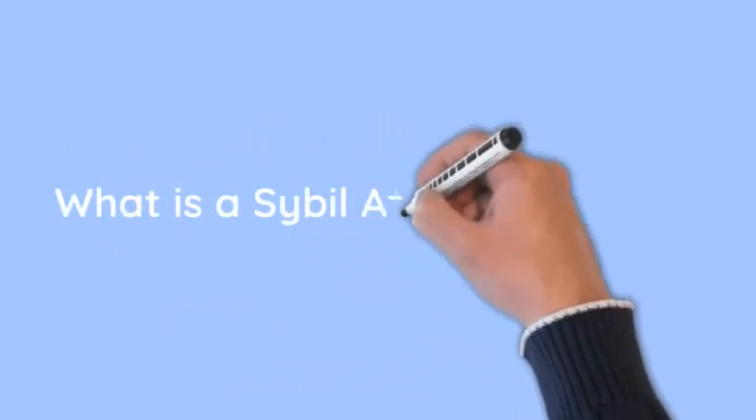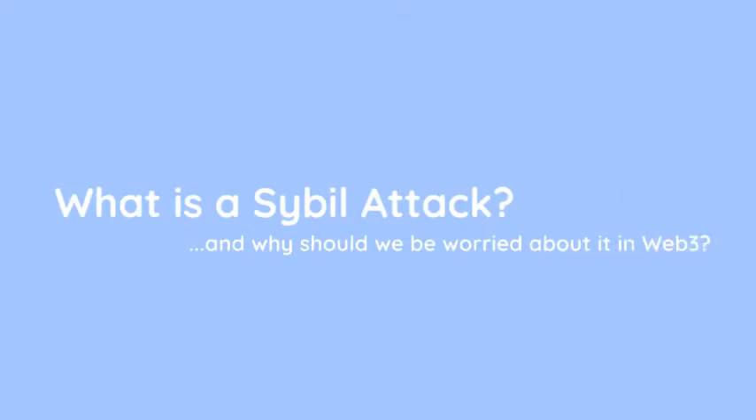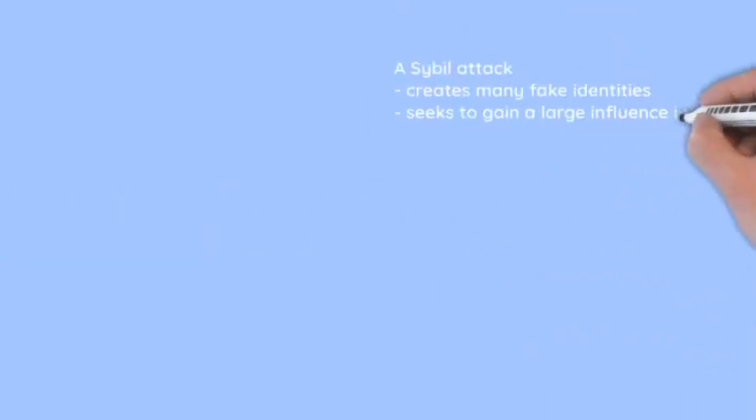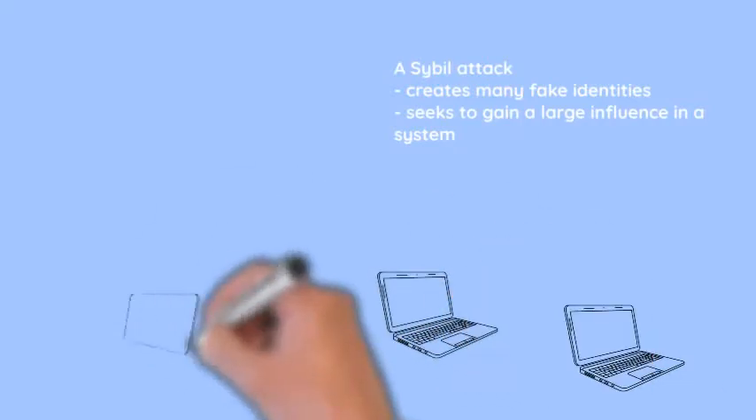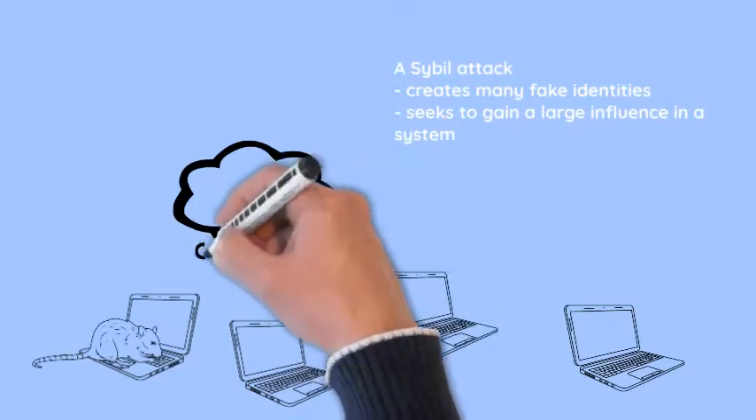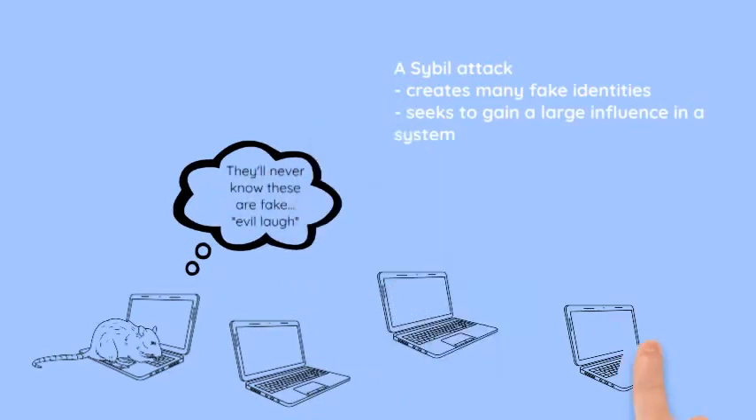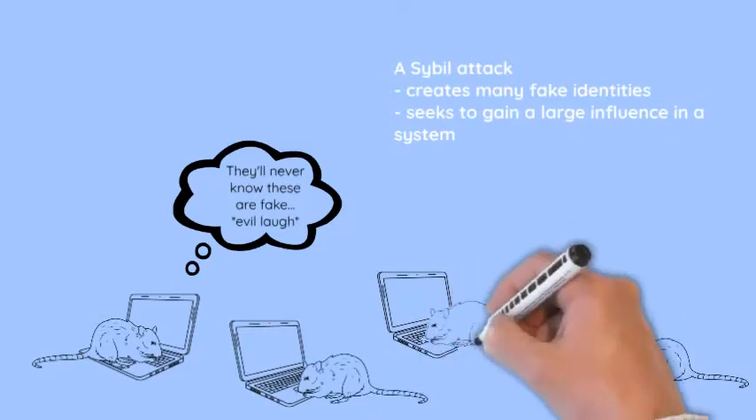So, what is a Sybil attack and why should we worry about it in Web3? A Sybil attack is an attack on a system where multiple fake accounts are created, sometimes tons, in order to overrun some sort of system. You're probably familiar with fake YouTube comments or Amazon reviews, Twitter bots, etc.